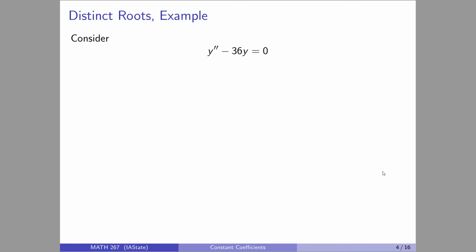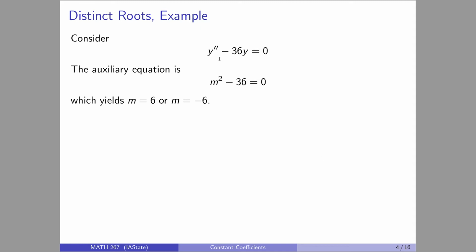y double prime minus 36y equals 0. Okay. So what do we know? Well, go to the auxiliary equation. Replace y with m. Replace derivatives with powers. Second derivative, second power. No derivatives, no power. Anything to the 0th power is 1. m squared minus 36 equals 0. So m is 6, or m is negative 6.